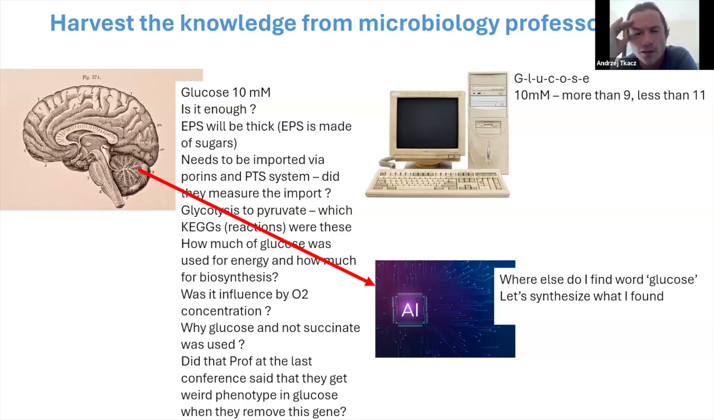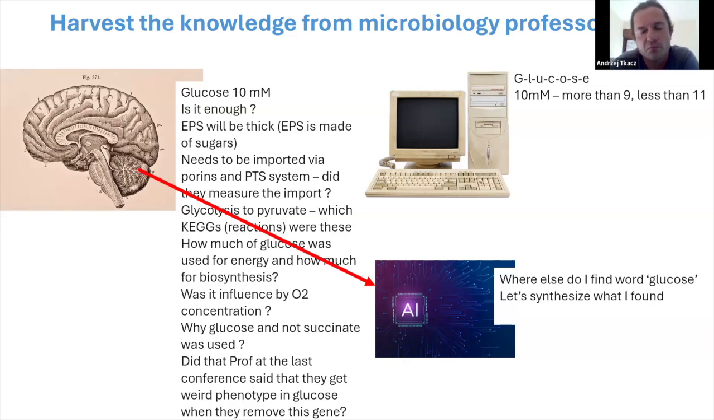Did they measure oxygen concentration? And why do they use glucose in the first place? Or did someone tell me that they get a different, weird phenotype if they use glucose in some conditions or in some mutant? You know, for a computer, glucose is glucose, effectively, no? And 10 is more than 9 and less than 11.